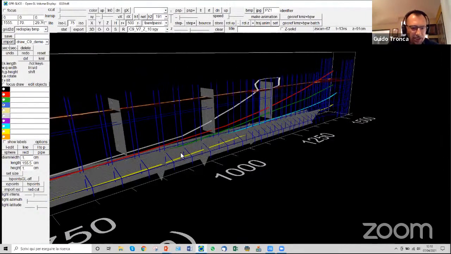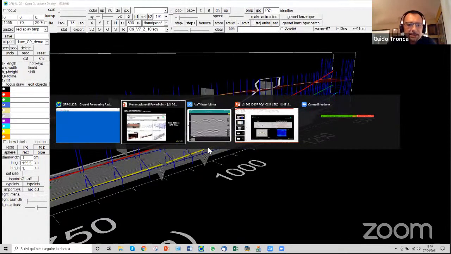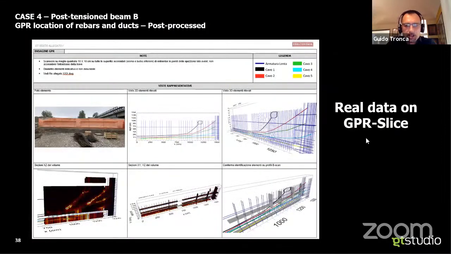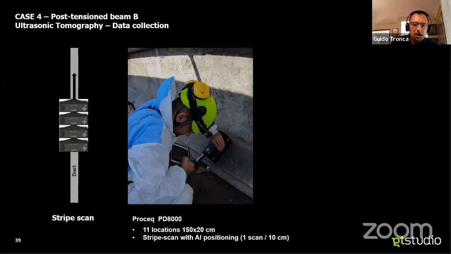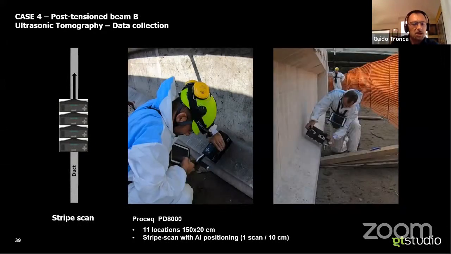about the structural details. So basically, this is, again, not different than the very first example that I provided on a small area. We just can suggest to implement that on a larger scale. Okay, we were not there only for GPR, but also, on the same element, a number of selected PT ducts were analyzed by ultrasonic thermography.